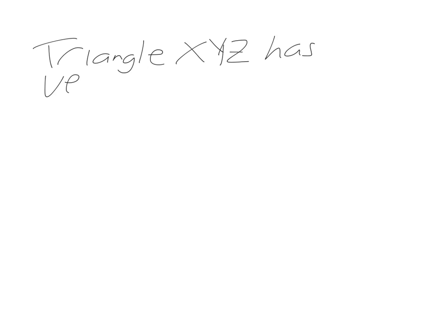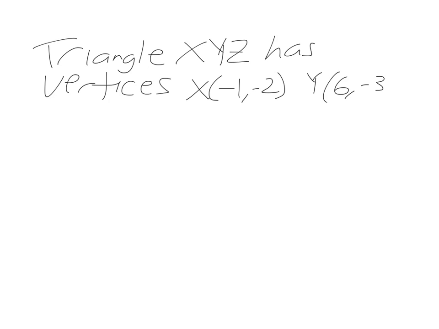So let's see if you guys picked that up. So I'm going to write down this problem. Triangle XYZ has vertices, and you all remember what a vertice is, right? What's a vertice? A vertice is where two lines meet. They usually make a sharp corner. Ouch. There we go. That's right. Vertice X, which is -1, -2, Y, which is 6, -3, and Z, which is going to be 2, -5. So those are the pre-image points, X, Y, and Z.